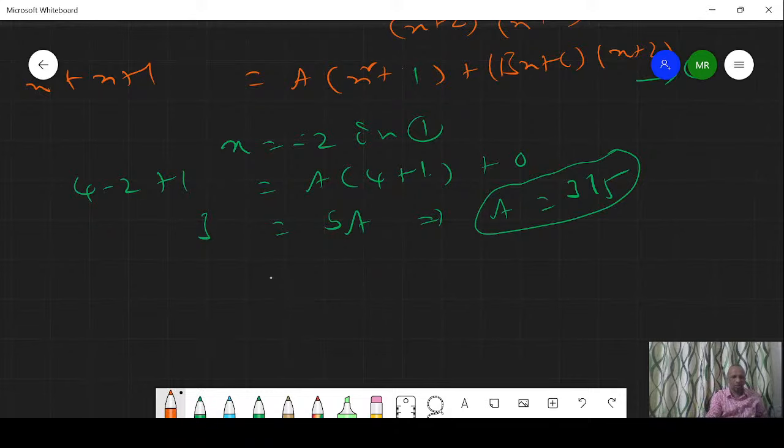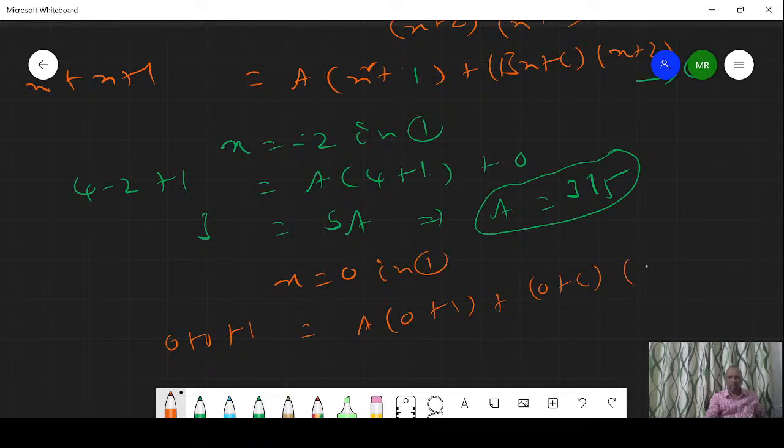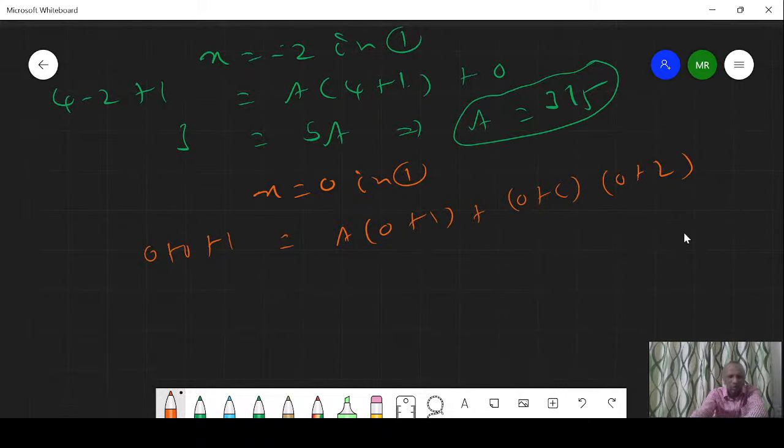If we consider x equal to 0 in 1, on the right side you will get 0 plus 0 plus 1. The a term becomes a into 0 plus 1, and then b into 0 plus c, into 0 plus 2. Now you will get the value 1 is equal to a plus 2c.